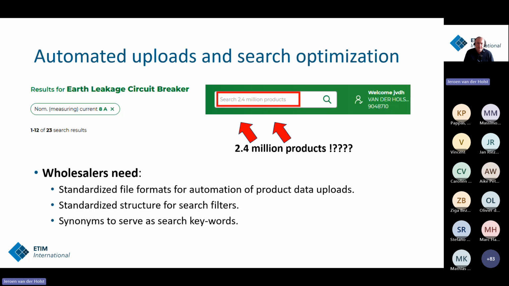Now, the first and maybe the most important use case is if you would like to buy something at any wholesaler of HVAC and electrical products these days, you easily start with a choice of over 2 million products. 2 million products.